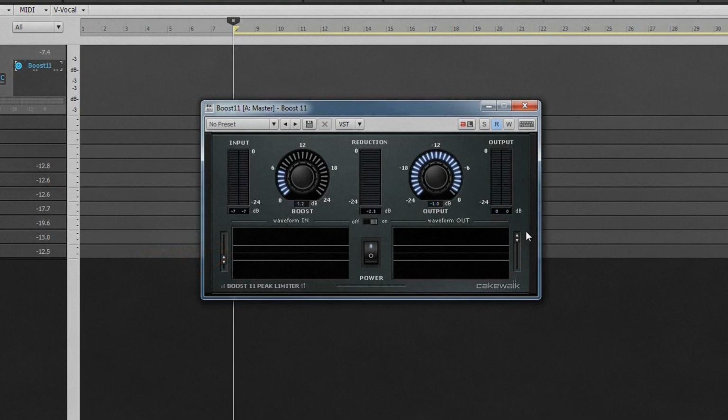When I start playback shortly, you'll see the red part of the peaks indicating the portion of the signal that has been compressed or limited, and the output waveform display shows the resulting waveform after processing. The idea is to boost the signal to a reasonable level, but without too many red or squashed peaks. Let's have a listen back.